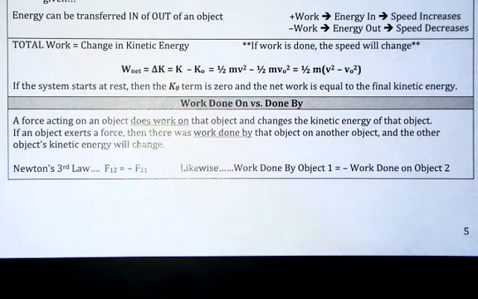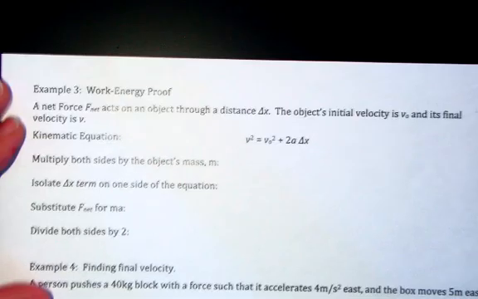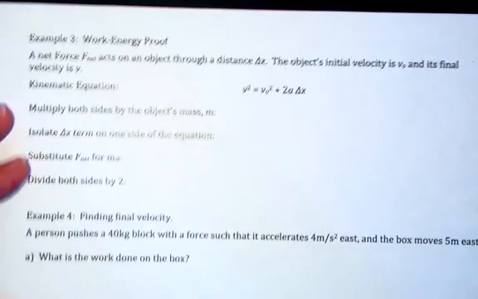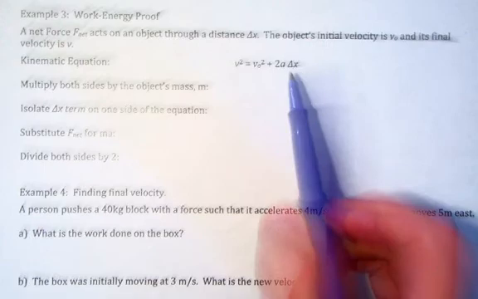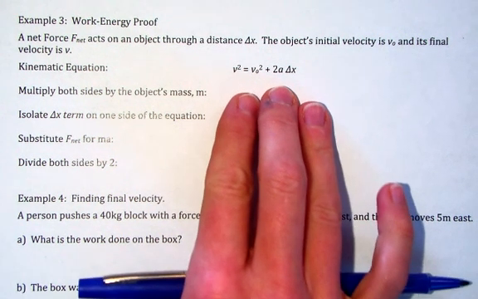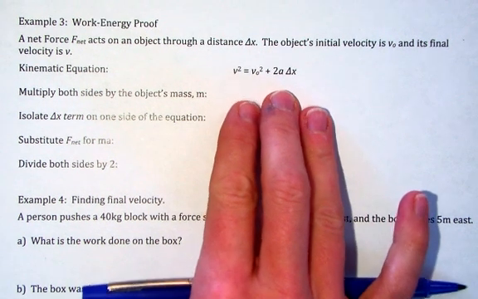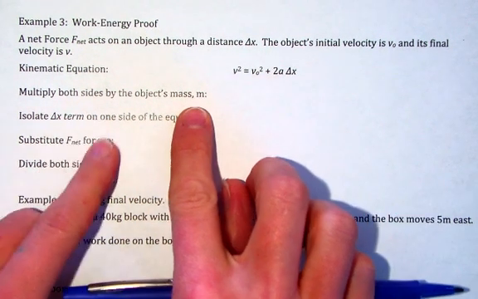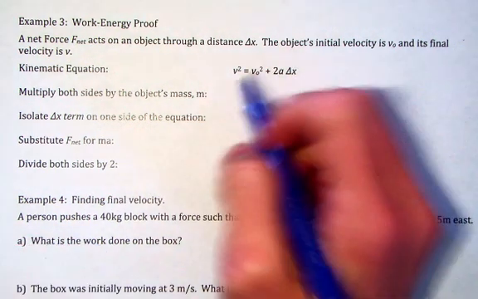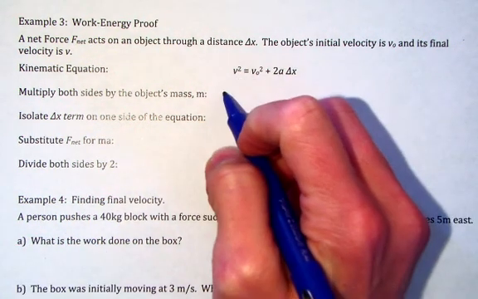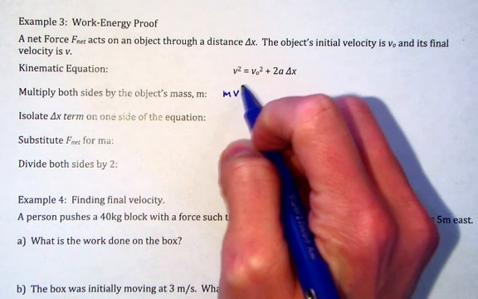So let's go ahead and do a proof so you guys can see how they figured out this work energy theorem, how it kind of came about. We start with this kinematic equation. We have an object accelerating, so we have 3 kinematics. We're going to focus on that third one. And let's go ahead and multiply both sides by whatever object's mass that we have. So I have 3 terms. I'm going to multiply them all by m.